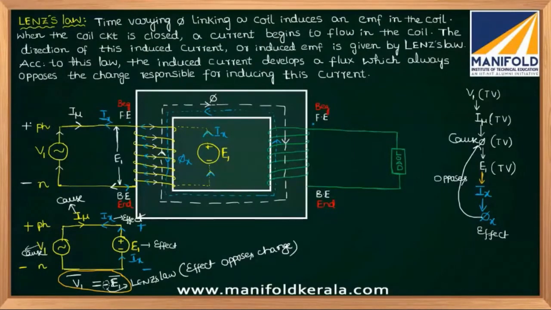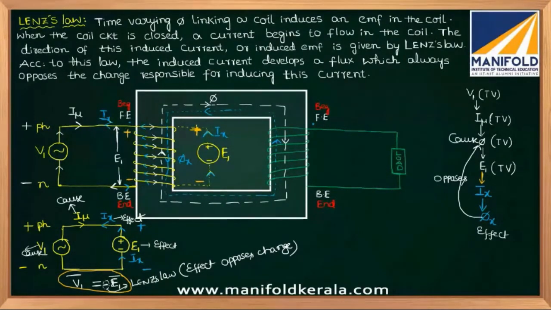First of all, I connect voltage source V1. Because of the voltage V1, it will take some current I mu, the white colored current. Because of I mu, flux is produced in the transformer core. The direction of phi is coming like this. It links with the primary winding, and because of that, EMF is induced here. The EMF polarity I already explained: the top side is plus and the bottom side is minus. So let me show plus, minus here also.